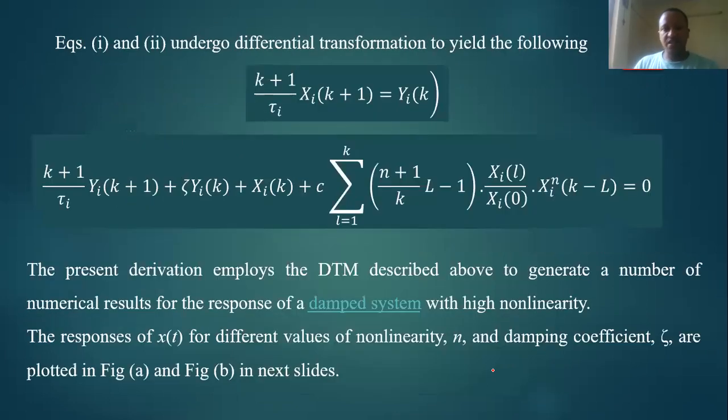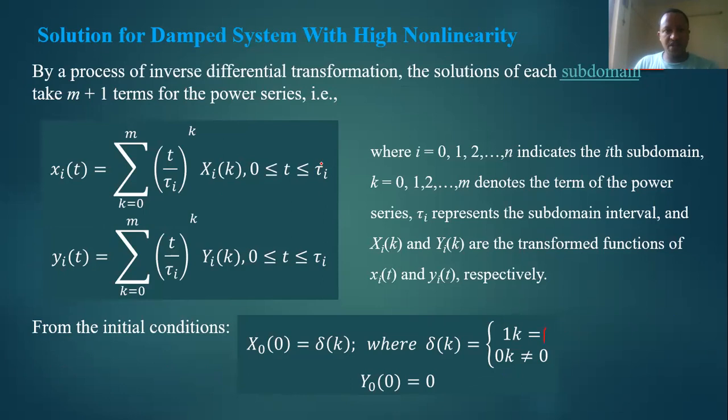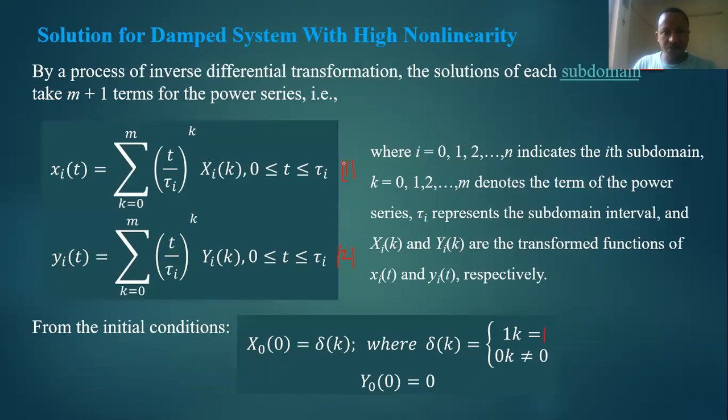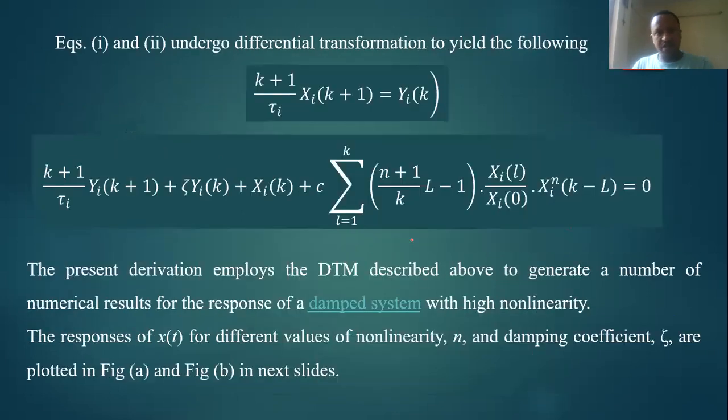From equation 1 and 2, we have here equation 1 and 2. This is equation 1, this is equation 2. You can represent 1 and 2. We have these equations. Equation 1 and 2 are these equations. We can represent these as equations 3 and 4.